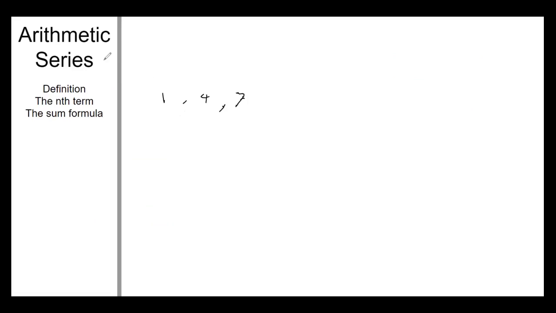And an easier way to understand this, or maybe harder, is if we just put it in terms of variables. So typically we let this first term be A. This is just an arbitrary letter. And this common difference, we usually call it D for difference. So an arithmetic series would always look like A, A plus D, A plus 2D, and so on.